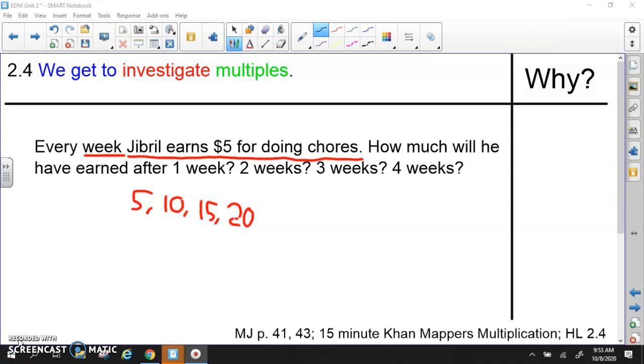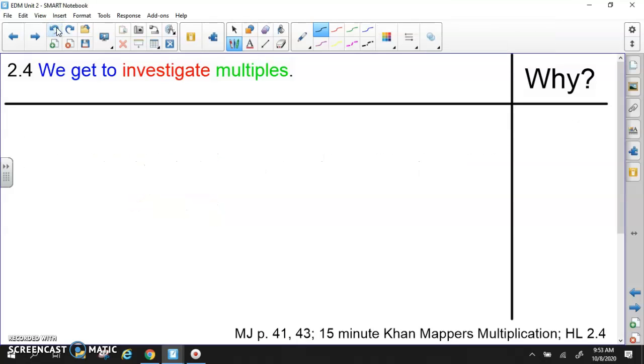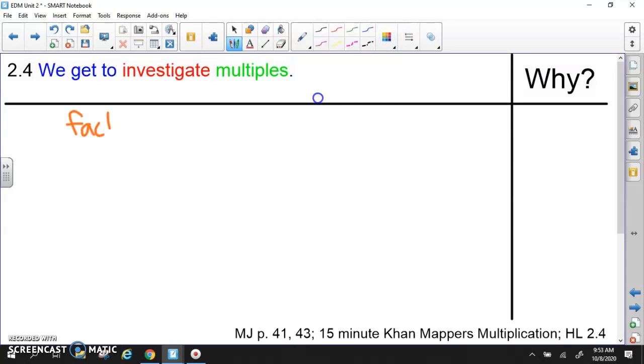I love what was said about this idea of skip counting. More or less, this is what you're going to be doing today, skip counting, okay? So this idea of multiples, I want to be really clear because fourth graders get this mixed up. Factors, if you remember, factors are the two numbers.